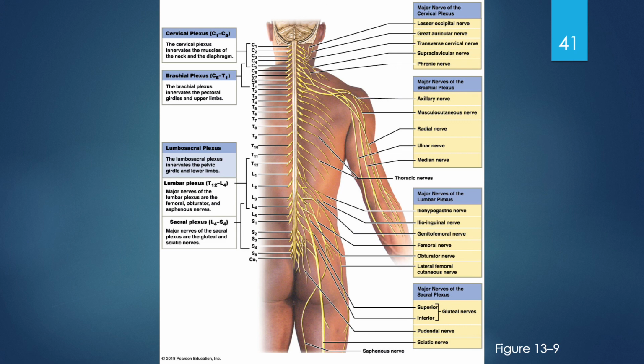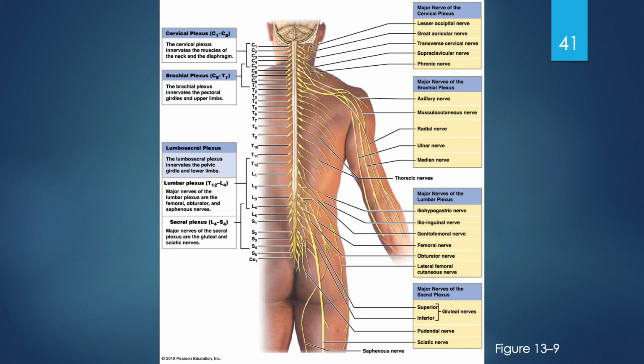The brachial plexus is C5 through T1, and that's going to innervate the pectoral girdles and the upper limbs. So over on the right, you can see listed some major nerves of the brachial plexus include the axillary nerve, which goes to our axilla, obviously, the musculocutaneous nerve, that makes sense, goes to muscles and skin, the radial nerve, the ulnar nerve, and the median nerve, and those are all the 3 major nerves of the arm.